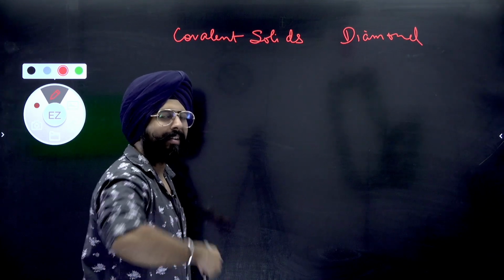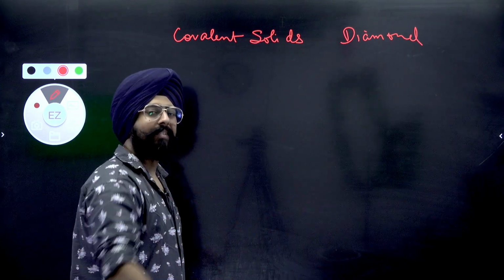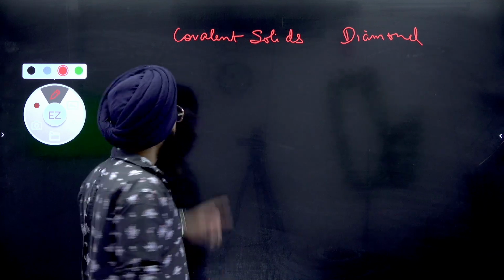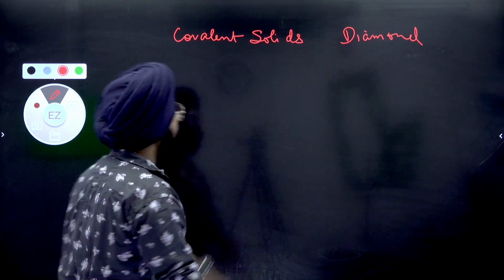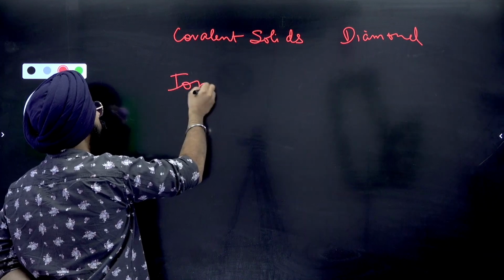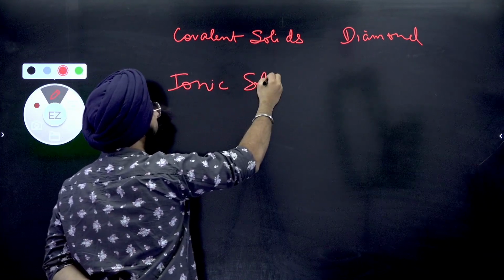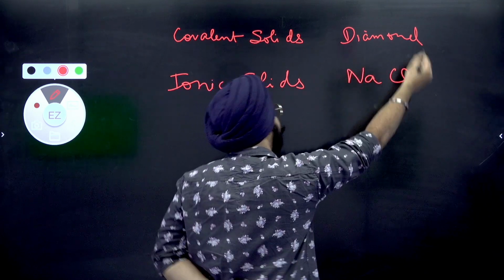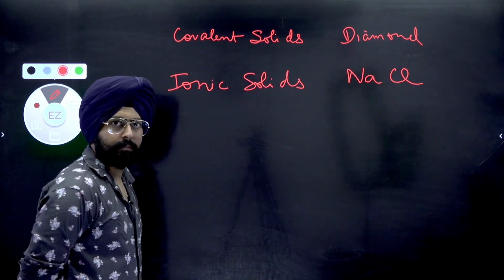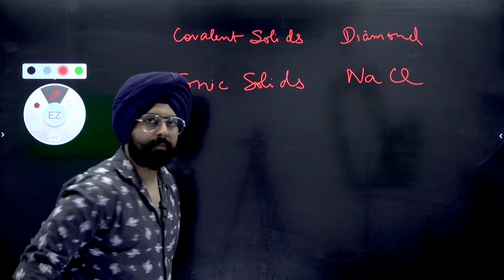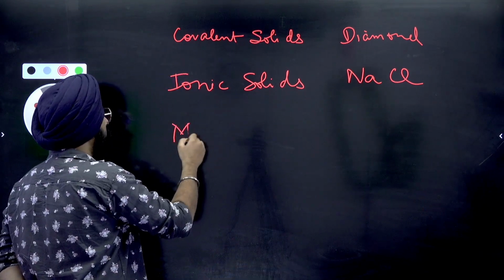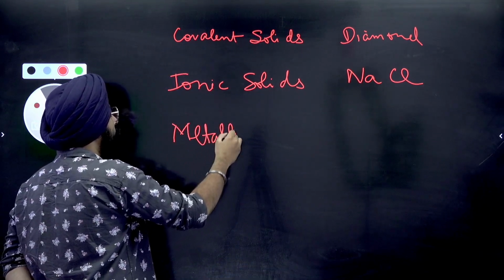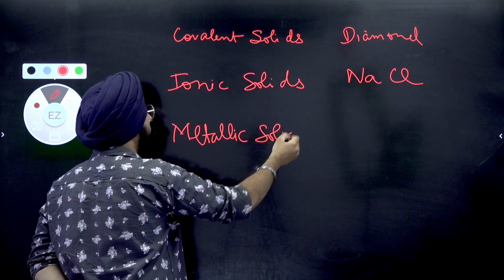One carbon is attached to 4 more carbons. Everyone knows the structure of diamond, right? So covalent solid, best example is diamond. Then if I come to ionic solids, the best example would be NaCl. Na positive, Cl negative.